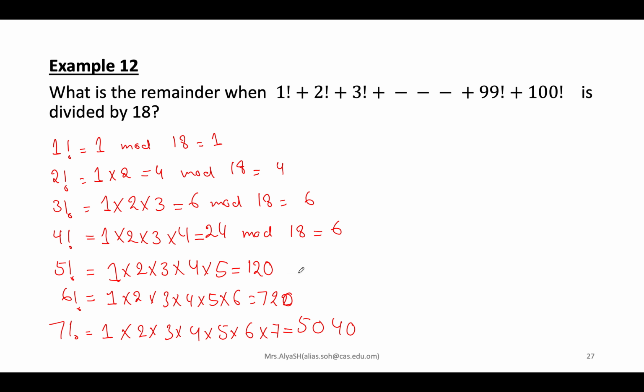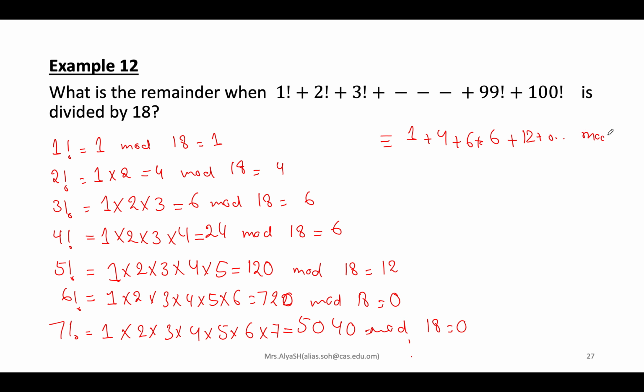Okay, 120 mod 18 is 12. Then 720 mod 18 is 0. And 5040 mod 18 is also 0. So if we continue until 100 factorial, I will keep getting a remainder of 0. What I have to do here is just add whatever remainders I got. So the sum equals 1 plus 2 plus 6 plus 6 plus 12 and then plus zeros.